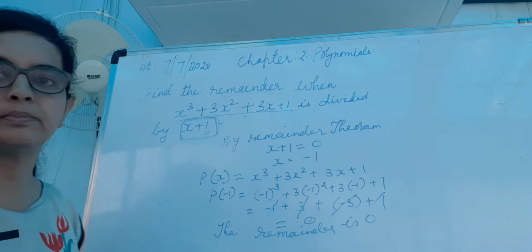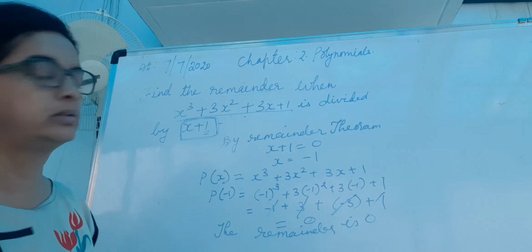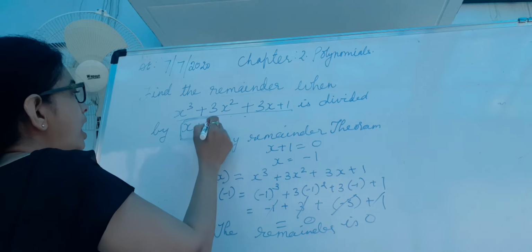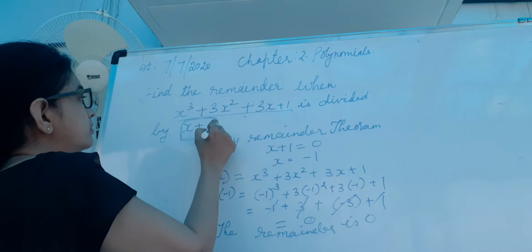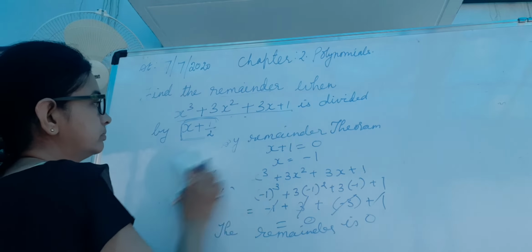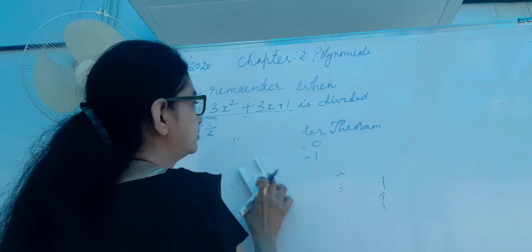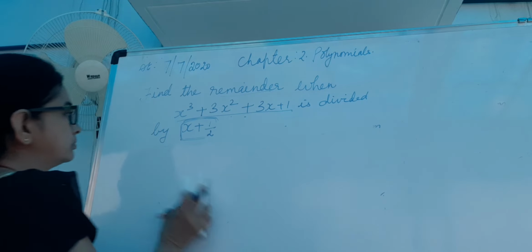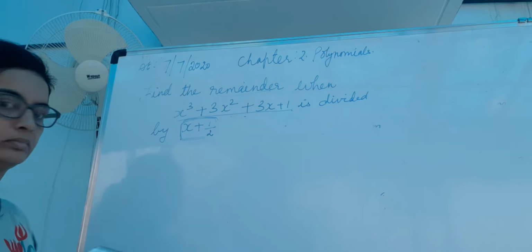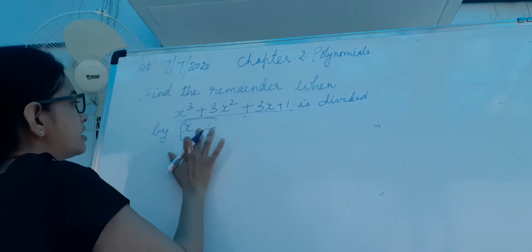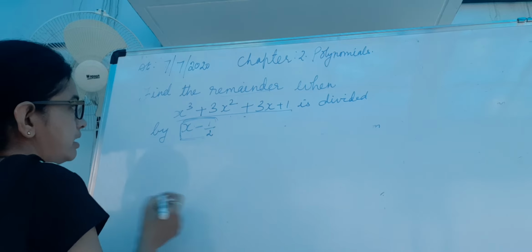This is the simplest sum. It requires only 3 steps. Now I am replacing this x plus 1 with x plus half. I can say x minus half. Let us take x minus half.